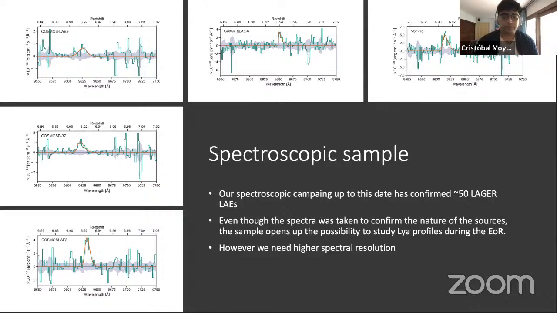within the larger survey. So even though the spectra were taken to confirm the nature, we see that not all Lyman-Alpha emitters are equal. We see that there is some structure in their profile. But in order to study this properly, we need a higher spectral resolution. The spectral resolution of this data is around 200 kilometers per second.